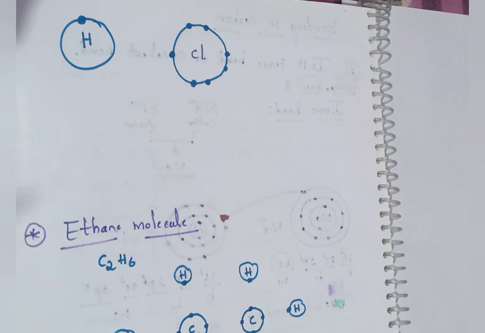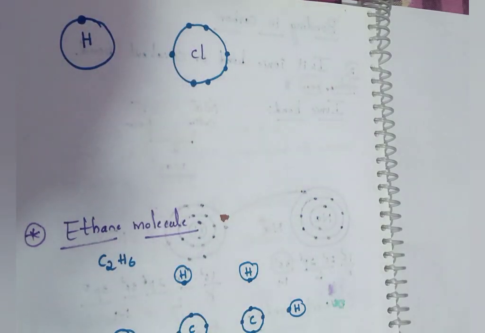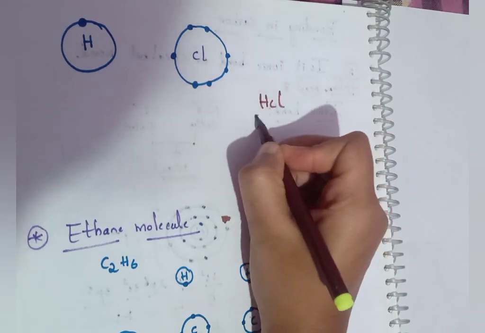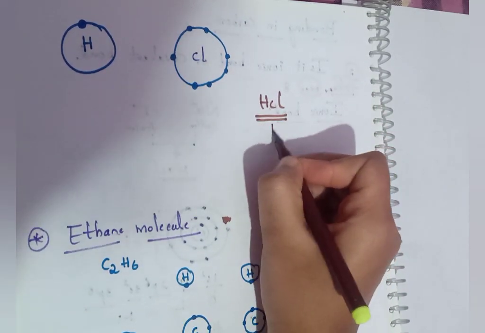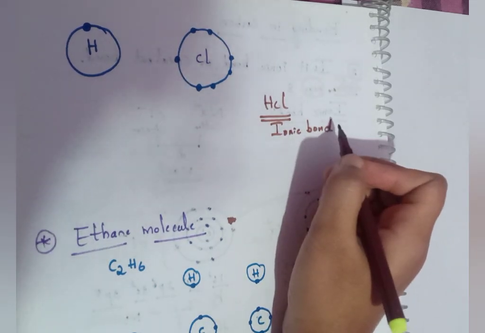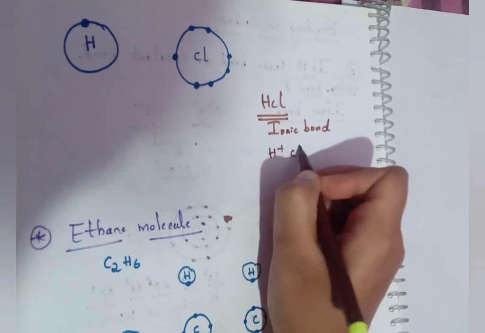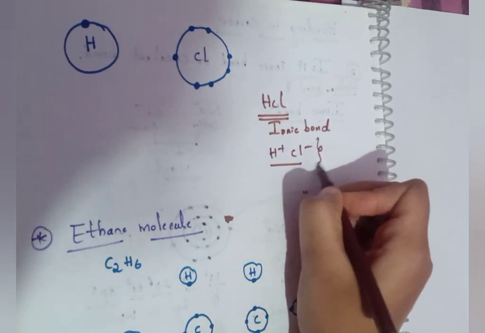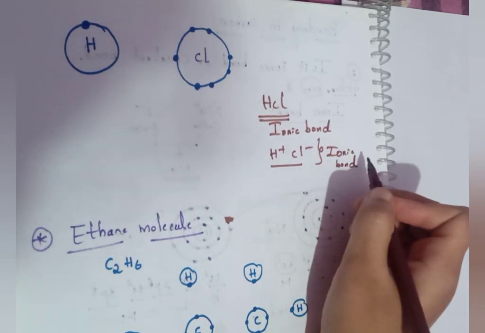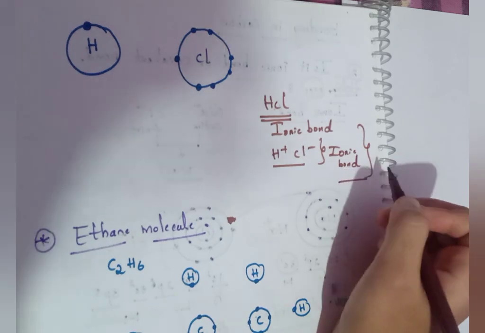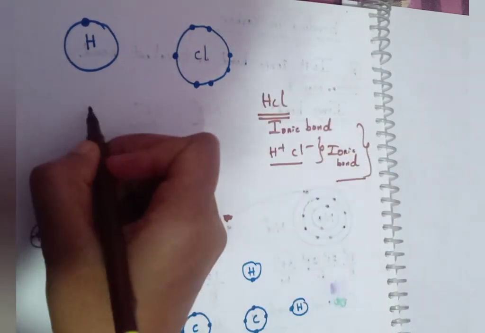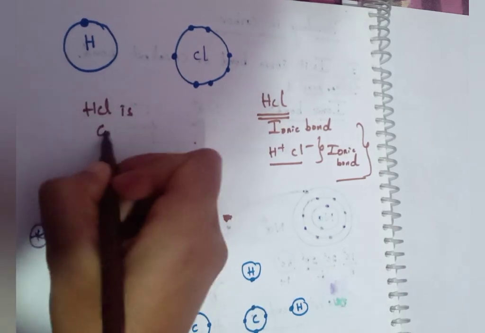So now I will discuss another important topic. Now we know the HCl molecule. By seeing this we will think that it is having an ionic bond. Why? Because we think H plus and Cl minus ions form, so it becomes an ionic bond. But this is not true. The bonding in HCl is covalent bonding.